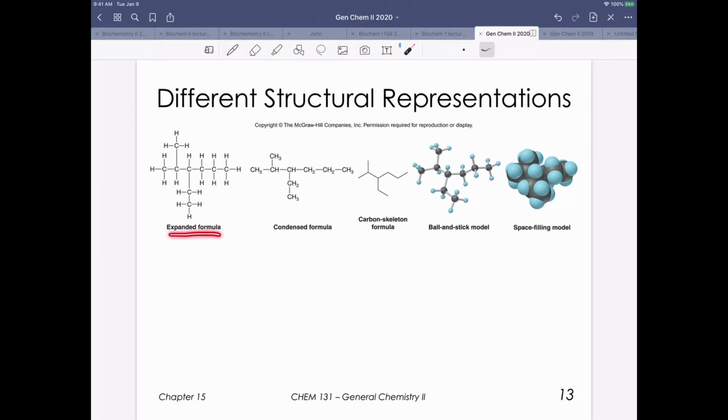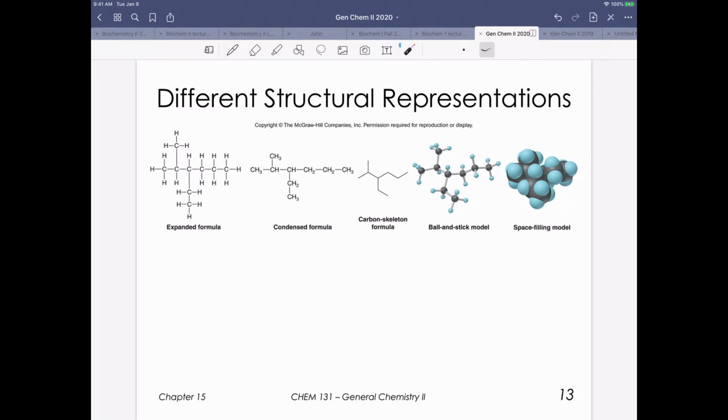So you guys are used to what we call an expanded formula. That's drawing every single atom out, drawing every single bond out. Now, it gives us the most information. We clearly see everything that's going on, but it takes the longest to draw. So the skill that we're going to practice today is moving towards what we call a skeletal formula. And we're going to take this in stages.